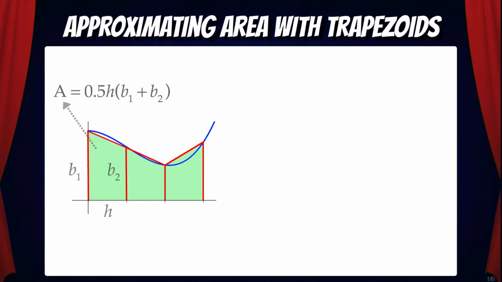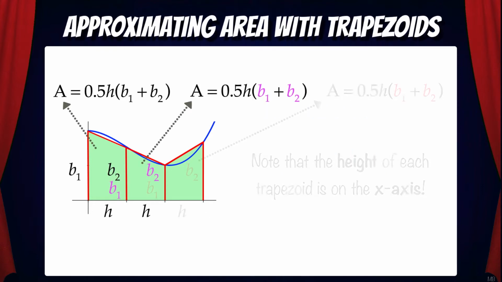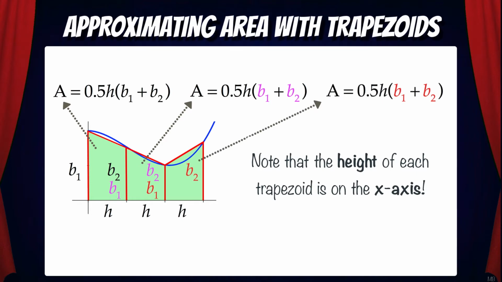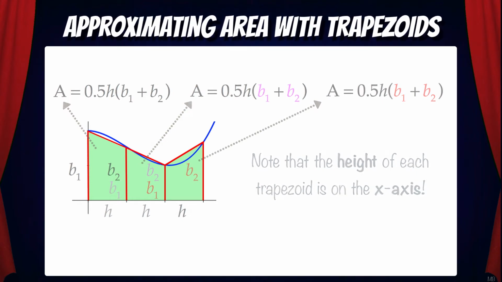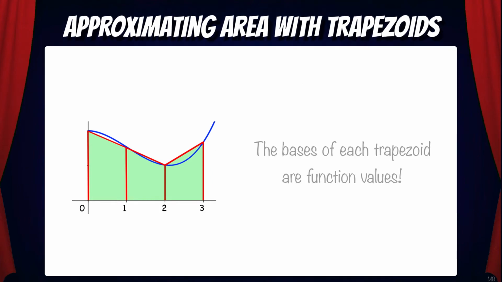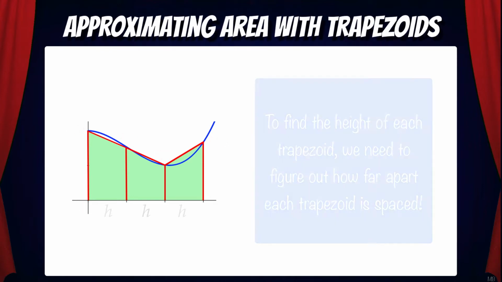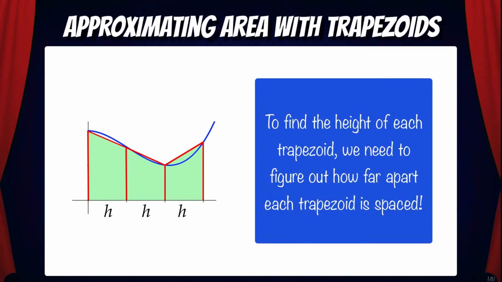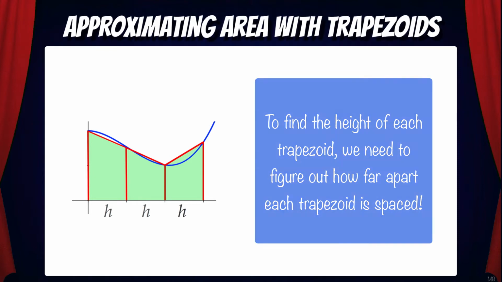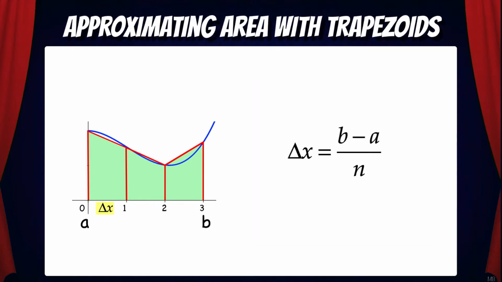Now we can find the areas of each trapezoid. Note that the height of each trapezoid is on the x-axis. In order to find the bases of each trapezoid, we need to find the function values, f of 0, f of 1, f of 2, and f of 3. In order to find the height of each trapezoid, we need to figure out how far apart each trapezoid is spaced. In other words, we need to find delta x, and delta x is b minus a over n.